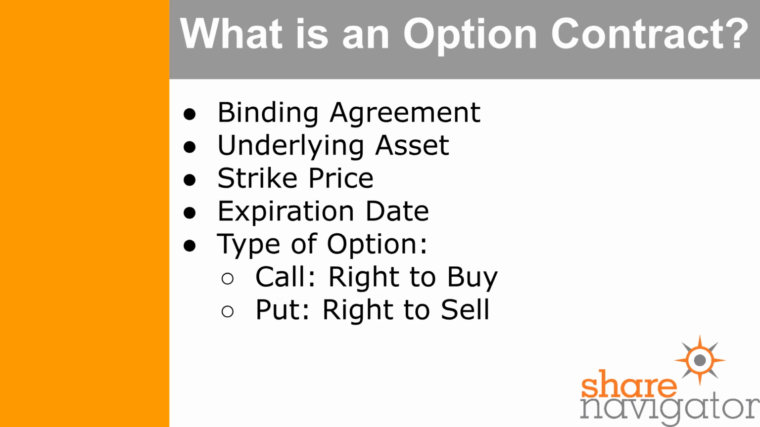The underlying asset. What is the option based on? For example, Apple stock, Tesla, or a specific index. The strike price. This is the predetermined price at which the asset can be bought or sold. The expiration date. This is the date by which the option must be exercised, or it becomes worthless. What type of option? Is it a call giving the owner the right to buy, or a put option giving the owner the right to sell?